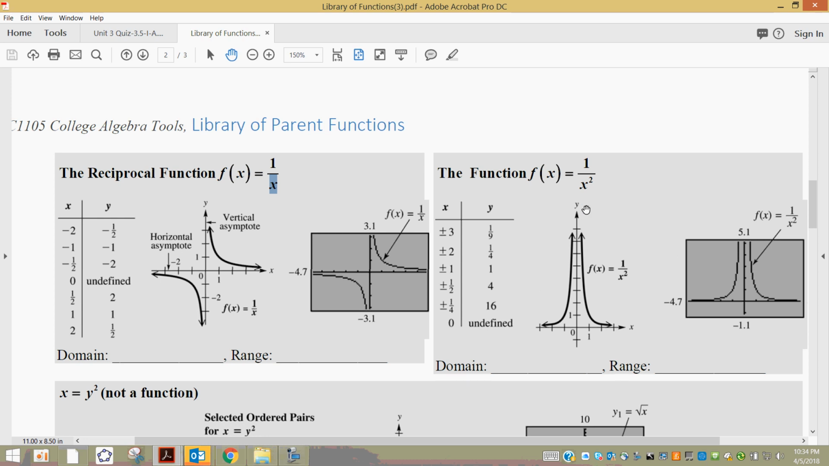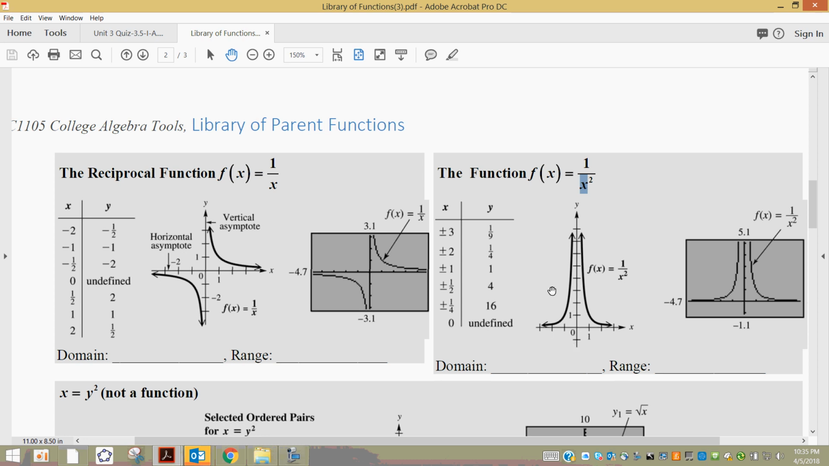For 1 over x squared, the behavior is different because the x, when squared, any value you plug in for x, when you square it, will be a positive result. Because if you do a negative times a negative, you get a positive. If you do a positive times a positive, you get a positive. The only exception is if you actually plug in 0, and 0 squared is 0. And so again, you would have an undefined result at x equals 0. So once again, we see a vertical asymptote through the y-axis, which has the equation x equals 0.